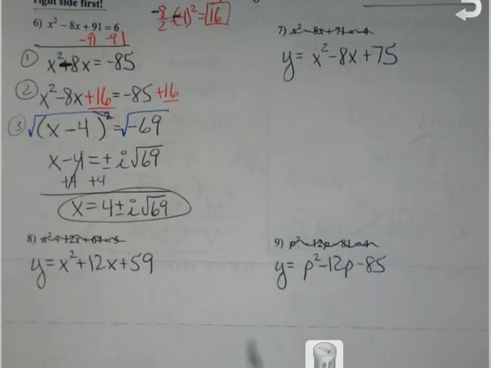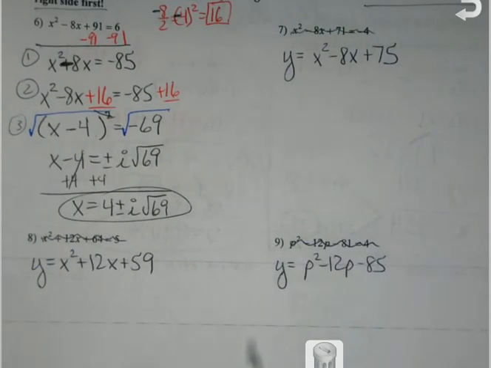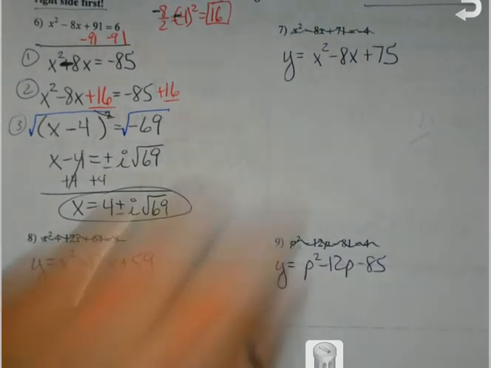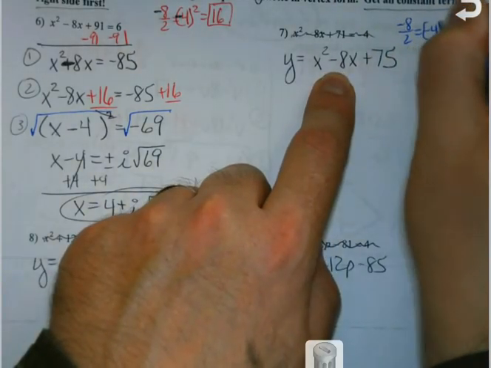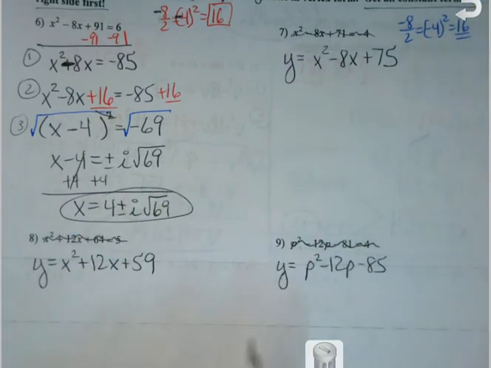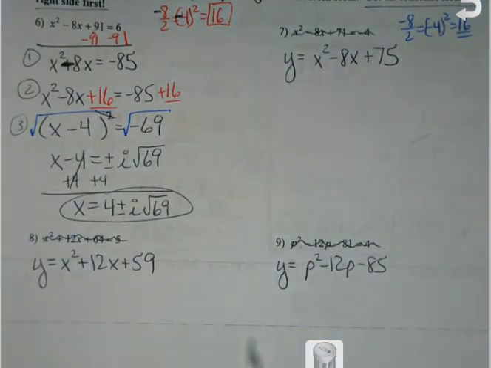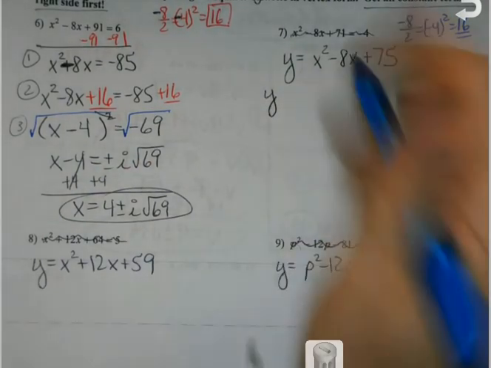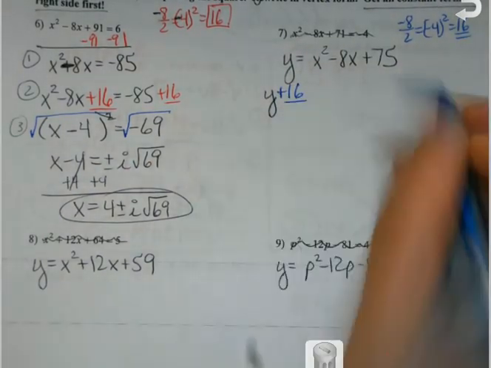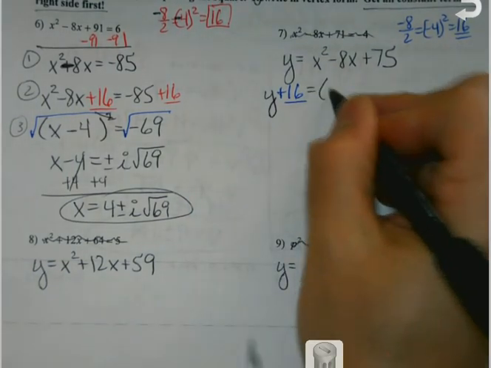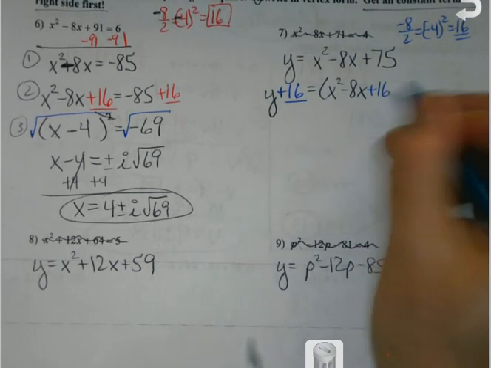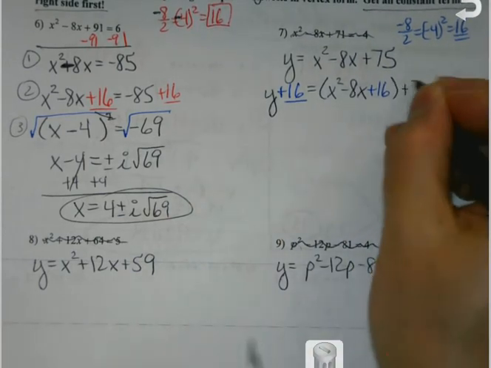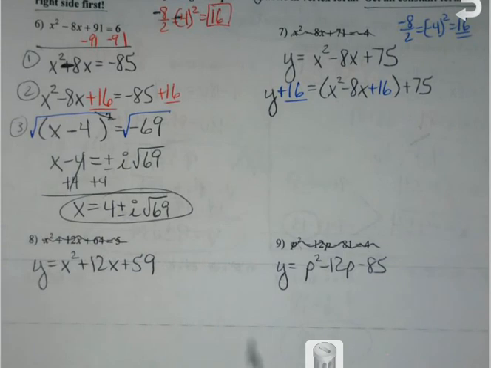Okay, let's try out number 7 here. Slight change to what we're going to be doing. I still want to take my b. I still want to divide it by 2. I still want to square it. But when I'm being asked to put it in vertex form, I don't get all the x's alone first like I did on number 6. I'm going to go ahead and add it to the y side, and I'm going to add it to the x's part on the other side.